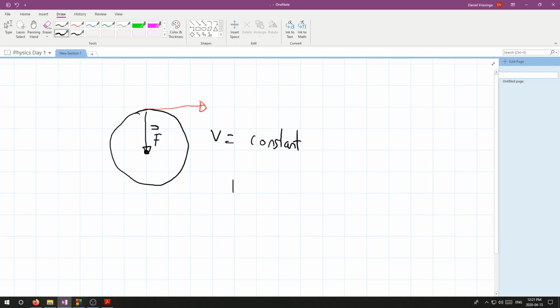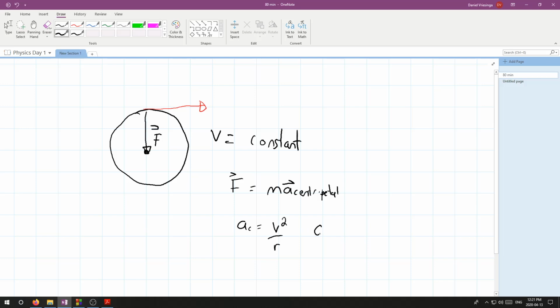And that force is equal to a mass times some centripetal acceleration. And we also figured out that that centripetal acceleration has a value of your velocity squared divided by your radius.